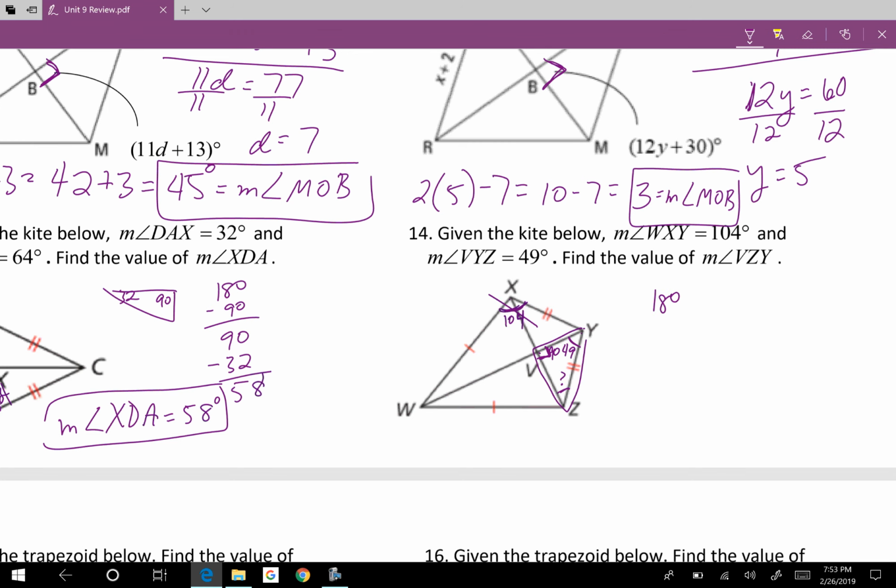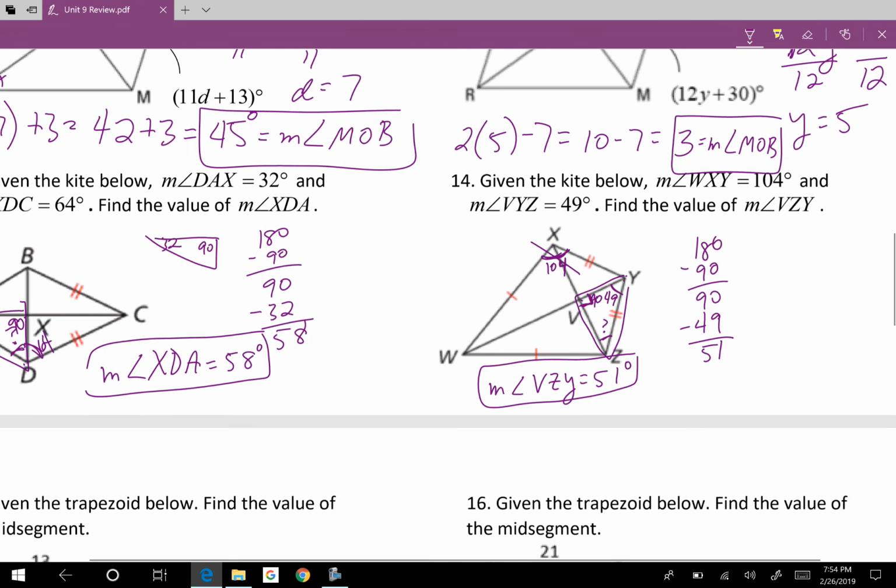So we do 180 minus 90, which is 90. Y'all should be noticing that pattern by now. And then take away the 49. And so 90 minus 49 is 51. So the measure of angle VZY is 51 degrees. And there we go.